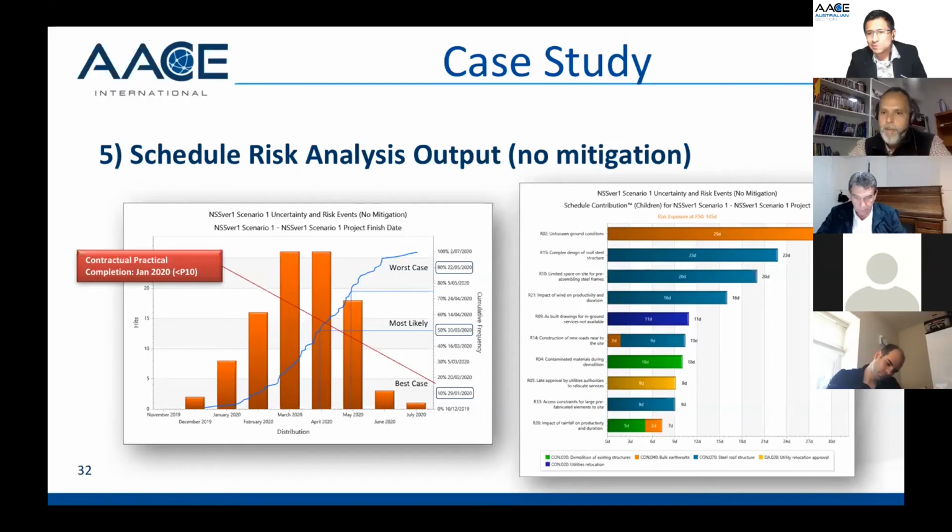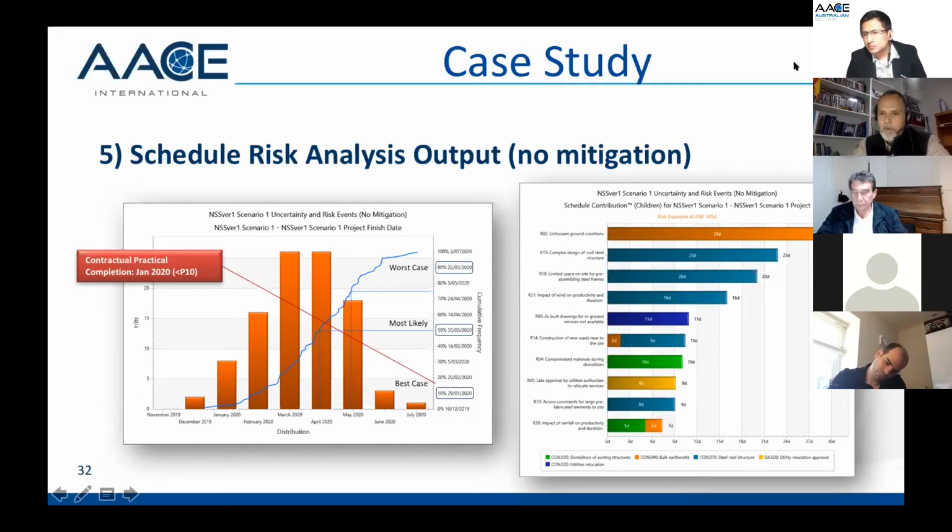So what happened is, our company decided that it was way too low, or it was below the level of governance that we have in the organization. And they said, no, you need to look at different options just to increase the probability to meet the date.